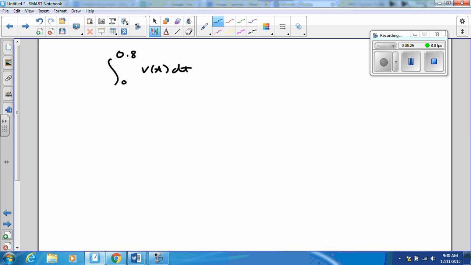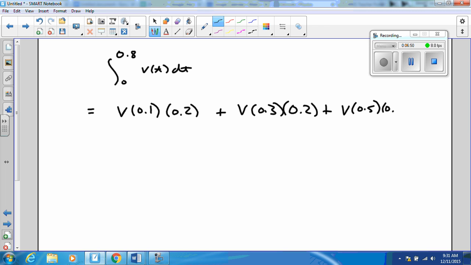And because I'm using a midpoint sum with 4 rectangles, I'm not going to put the data up. But what you wanted to do was to select the midpoint of each interval. And the midpoint of the first interval is 0.1 times the delta t, plus the midpoint of the next interval is 0.3 times your delta t, 5 times your delta t, 7 times your delta t.